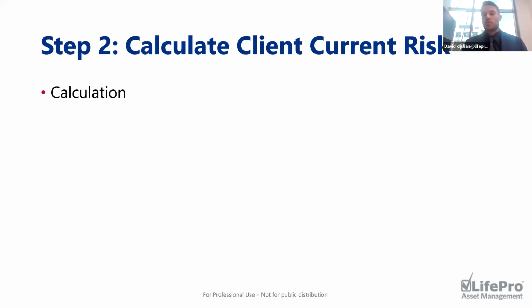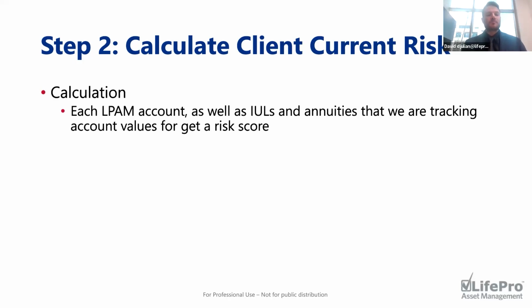And we're going to get into not too much math here, but a little bit. So the first thing we do is we take each LPAM account as well as each IUL and annuity that we have account values for, and we get a risk score. The way that works is for all of the accounts that are in one of the LPAM strategies, we run the positions that are currently in those strategies into that same VAR system.